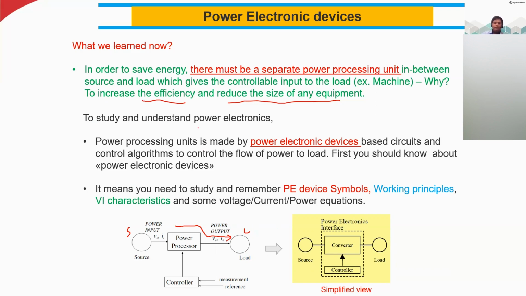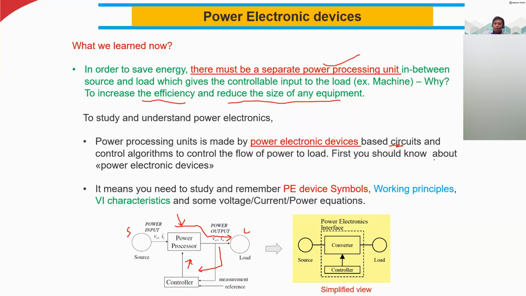Okay, so to study and understand power electronics, the power processing unit we had seen just before, here it is. The power processing unit is made of power electronic device based circuits. You cannot use the power electronic devices directly; of course, you are going to make some kind of circuits. So, power electronic based circuits and control algorithms control the flow of power to the load. I already told you about the error signal. We take the error signal as the reference based on the load requirement, and we give it to this power processor. Everything together works as a complete system.